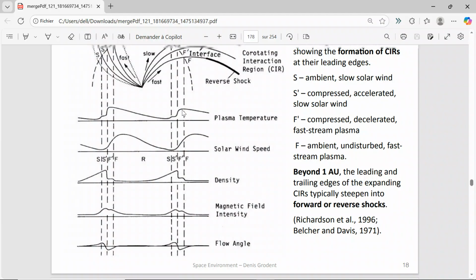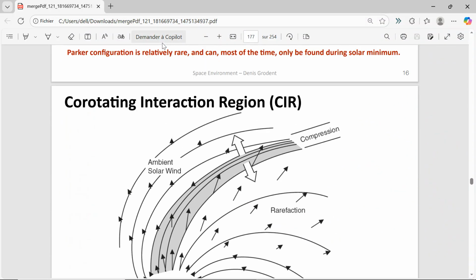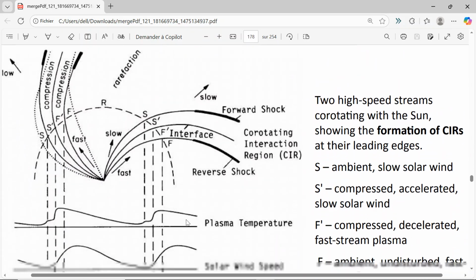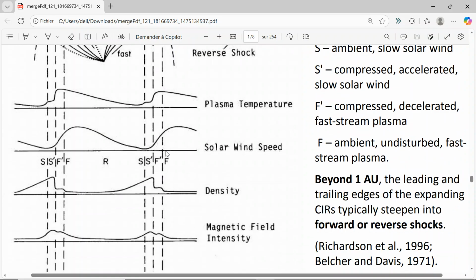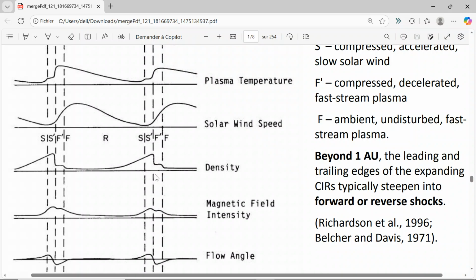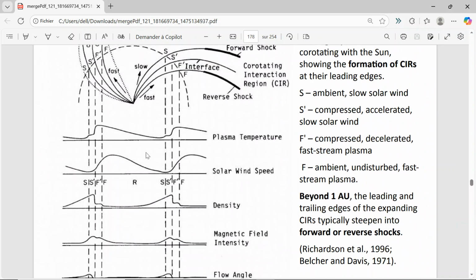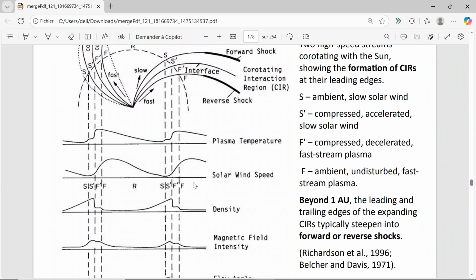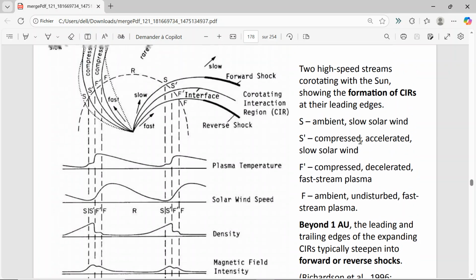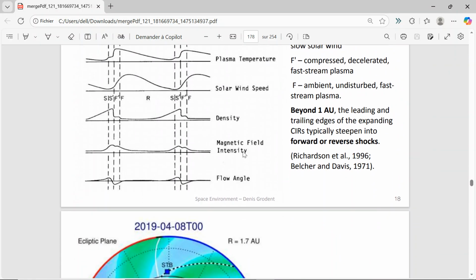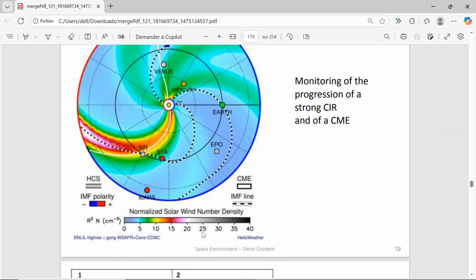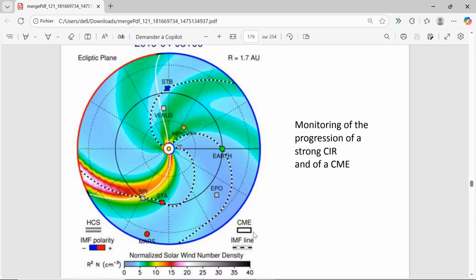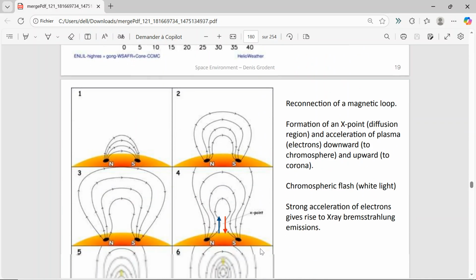So this is an illustration of the CIR, the corotating interaction region. Inside this region, as we explained, the magnetic field, the plasma temperature, the solar wind density, etc., is very large. We are following it from here to here, and this is characterized by high temperature, high solar wind speed, high density, etc. So we represented it here. We got this normalized solar wind number density, and the CIR is very visible. It can lead to interplanetary magnetic field phenomena.